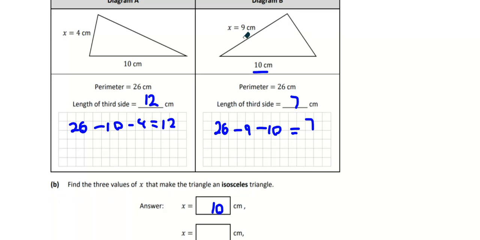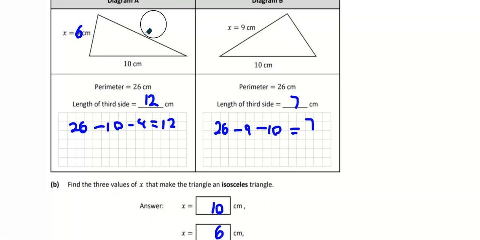Okay, second answer I could go for would be, so it has to be isosceles. So what happens if we were to make this one 6? Well, that means the remaining side is 10. 10, 10, and 6. So 6 centimeters will also work.